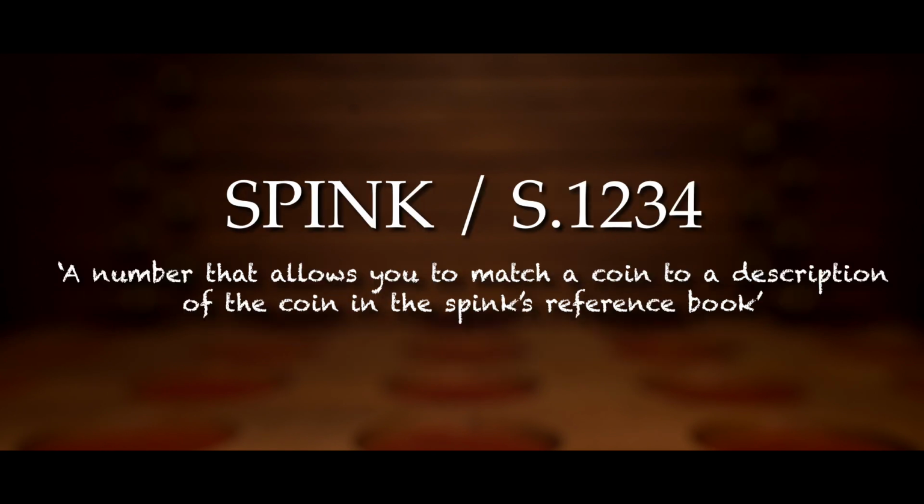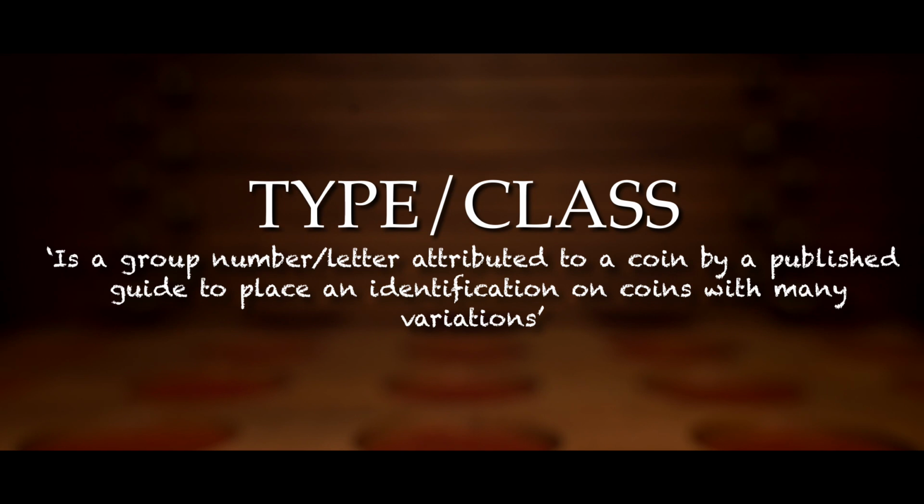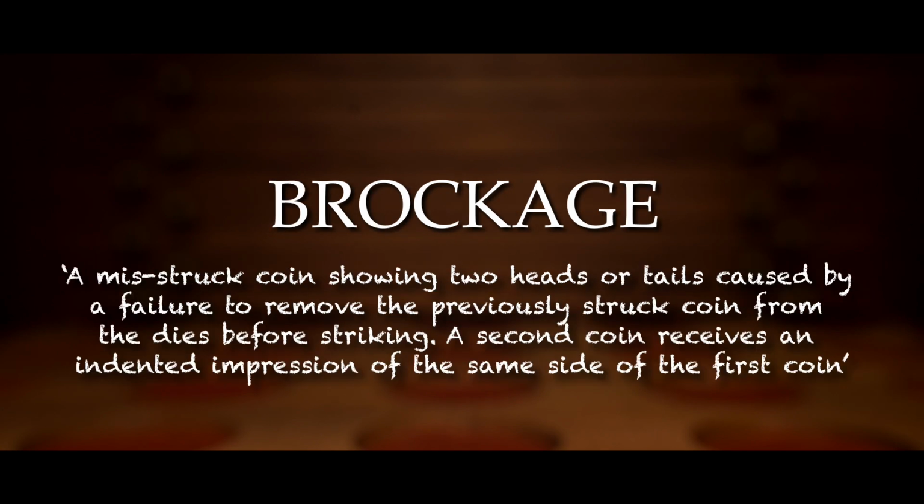Spink and or Spink number, a number that allows you to match a coin to a description in the Spink reference book. Type or class is a group of numbers or letters attributed to a coin by a published guide to place an identification on coins, with many variations. Brockage, a misstruck coin showing two heads or two tails caused by a failure to remove the previously struck coin from the dies before striking. A second coin receives an indented impression of the same side of the first coin.